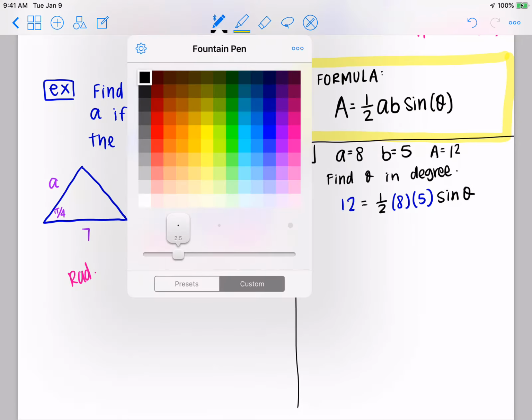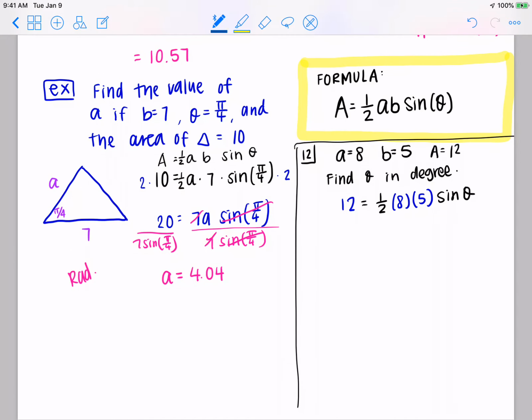Okay, so try your best to move things to the left side. And if I'm just looking at this, the 1/2 actually goes away and becomes a 4 because it's half of 8. So multiply your 5 and 4 together, we get 20. And then we divide both sides by 20. You got sine theta equals to 12 over 20.